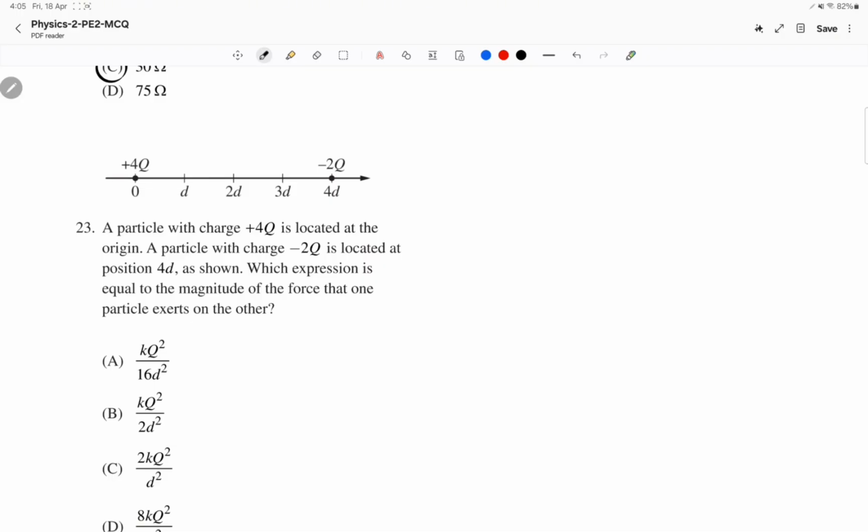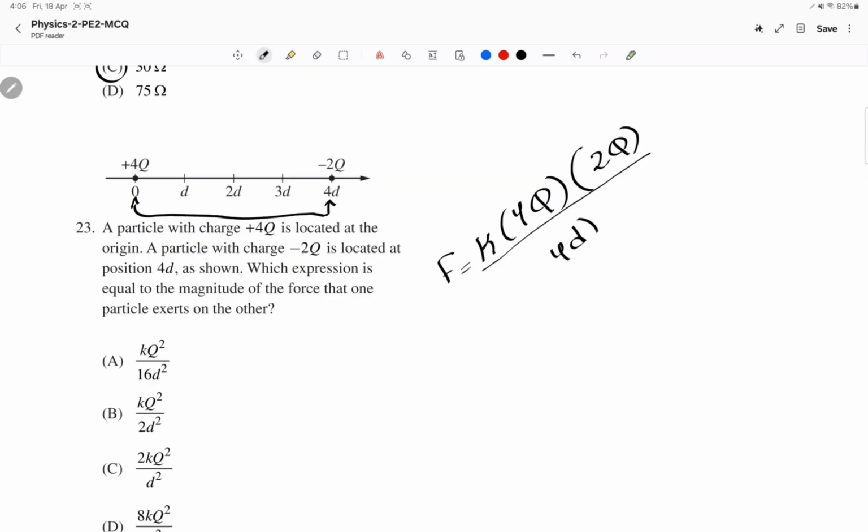23. We're talking about the force that one particle exerts on the other. So what's the expression for the force, electrostatic force? K Q1 Q2 over R squared, and they are 4D squared. You see how I ignored the minus sign of the negative 2Q? Because the equation for the force has an absolute value in it.